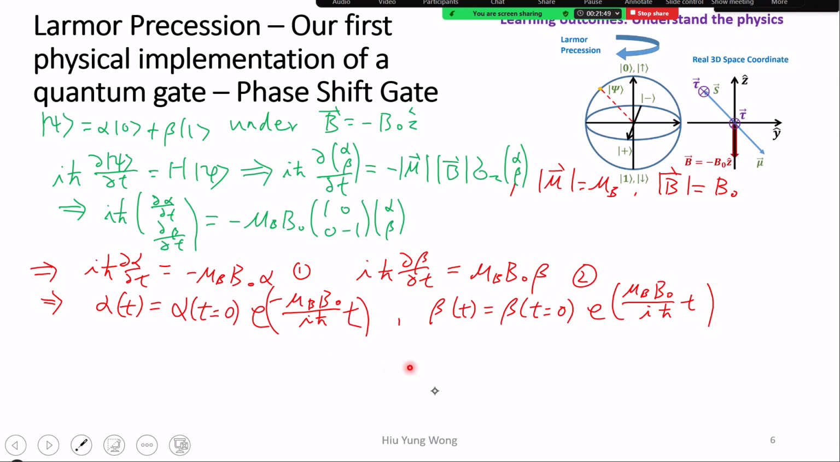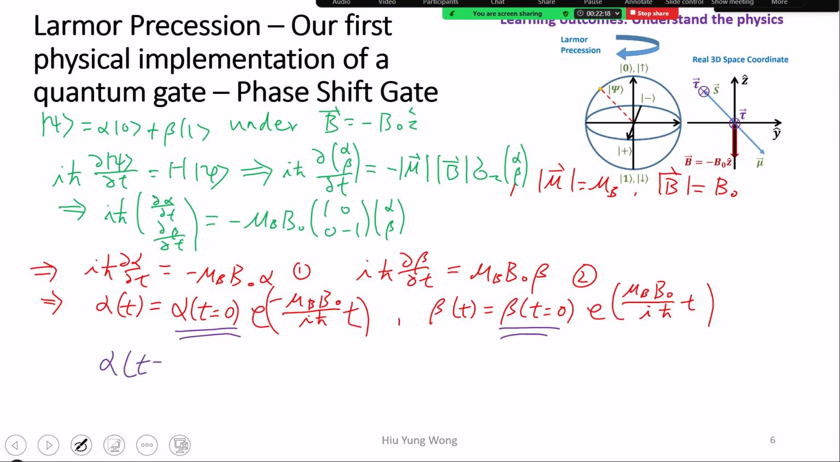But the important thing is that I'm showing you that this is exponential, but remember I have an i here, so it's not decreasing, it's oscillating because it's e to the power i something, right? Because e to the power i something is cosine something plus i sine something. So it's oscillating, okay?